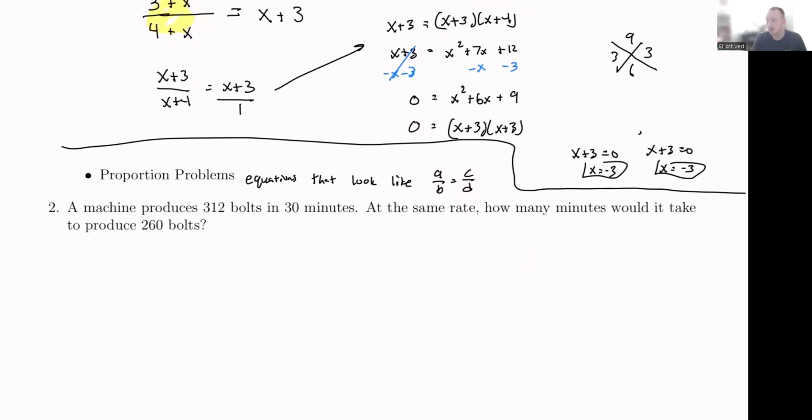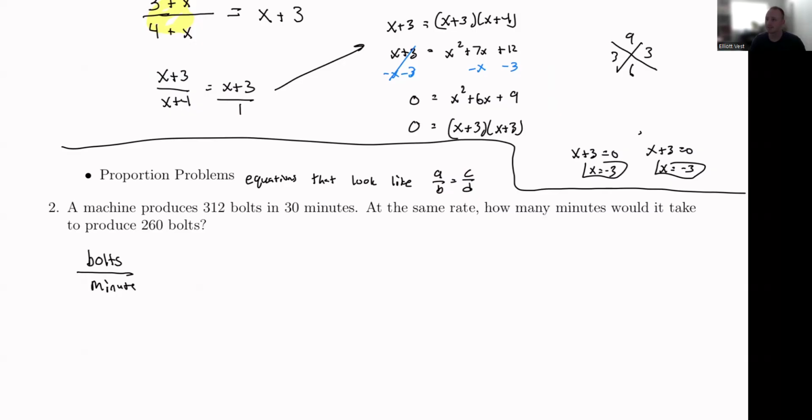A machine produces 312 volts in 30 minutes. At the same rate, how many minutes does it take to produce 260 volts? So if I was to create a proportion, I can have a fraction. Proportions and fractions are kind of like synonyms here. I can have the fraction of volts per minute.